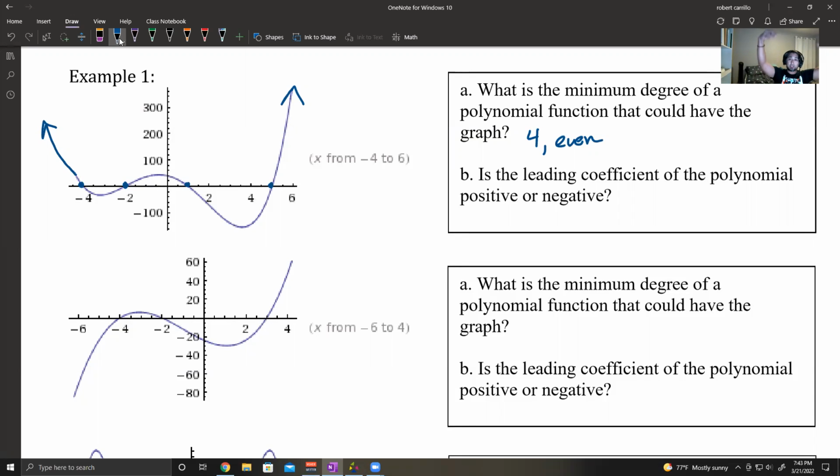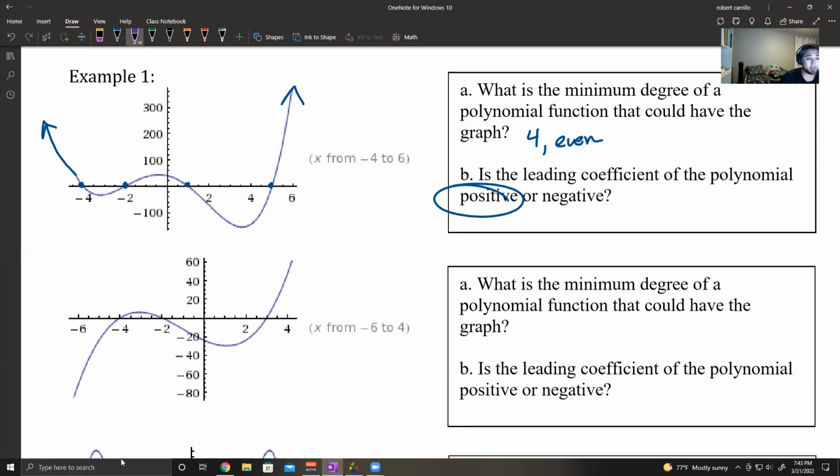So if my function opens up, are we a positive even degree or are we a negative even degree? Positive. We are positive. There you go. That's all we have to do for those graphs. Okay. Next, same thing. What is the minimum degree of this graph?